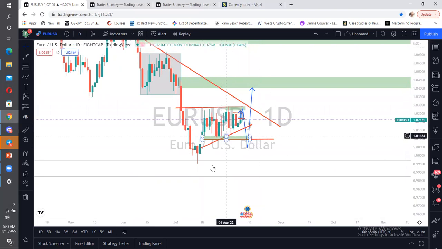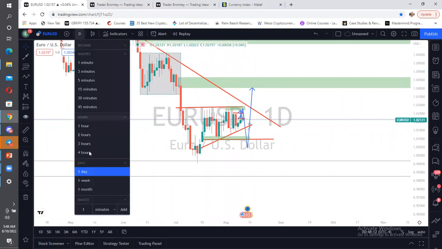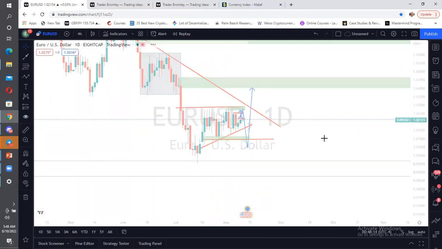But as you can see, the market has not really been moving. They've been gathering contracts here for some time. They've been gathering contracts there. So let's go to 4 hours.